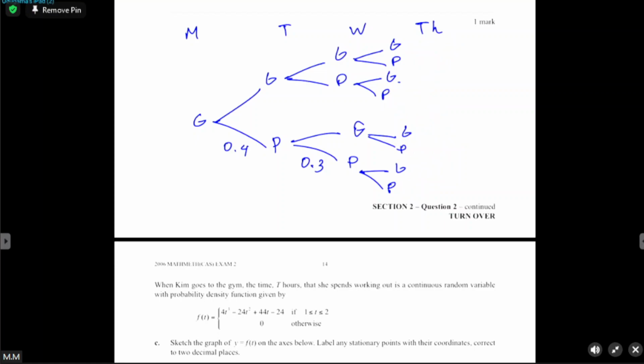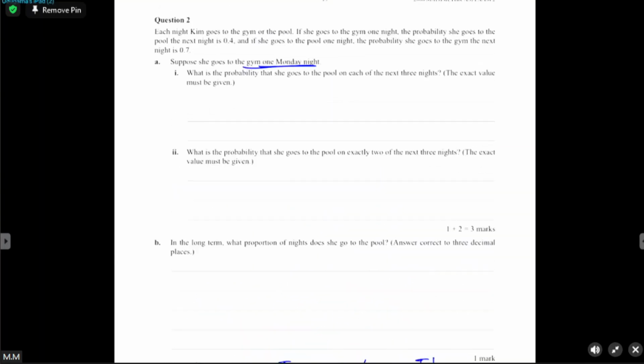Okay, and then it's just times by 0.3 again. So here the probability is equal to 0.4 times 0.3 squared. That gives you 0.036.